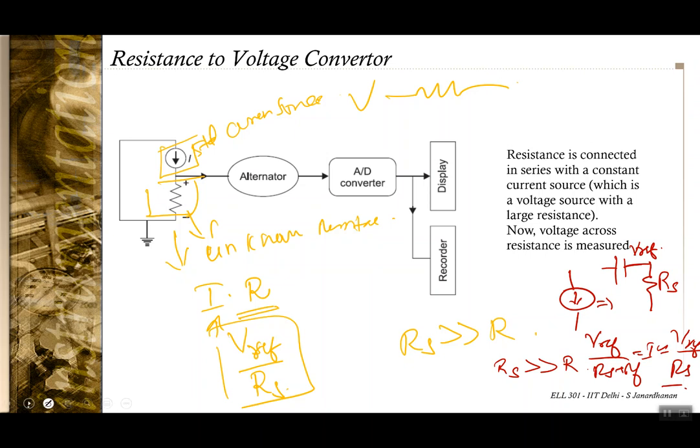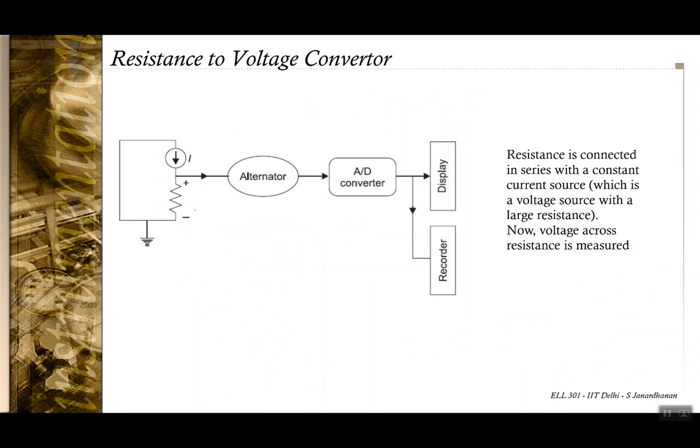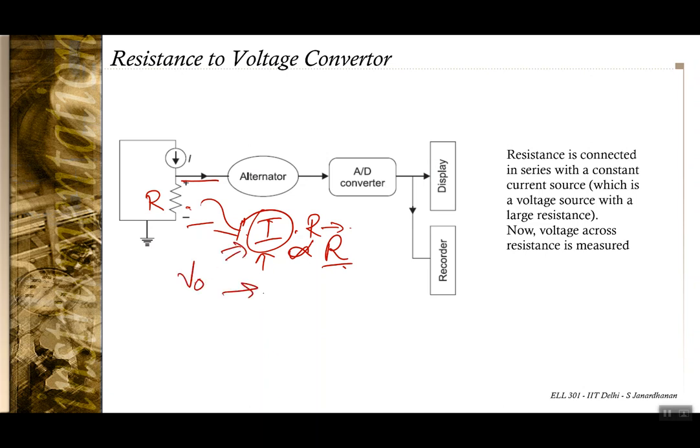So in any case, what you end up with is a circuitry where the voltage across this is some constant, known current I, times the unknown resistance R. So this is proportional to the resistance R, and therefore if you measure this voltage, you indirectly measure the resistance R. But there is an assumption that the internal resistance is much greater.